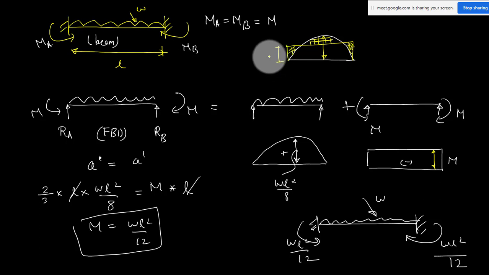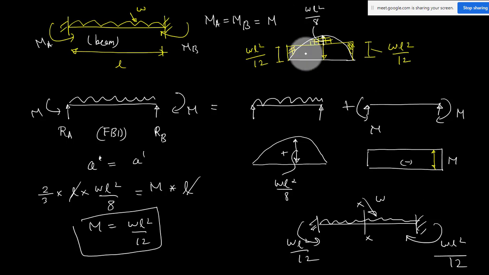So what is this value? WL square by 12. At the two fixed ends, I have hogging moment of WL square by 12. So what is the peak value of moment in this case, at the center? What is the midspan moment? That is the bending moment at the midspan, only this value. What is this? WL square by 8 minus WL square by 12. If you want, you can find this: 12 minus 8, 4 by 8, 24. WL square by 24. Okay, so this is the value you are getting.